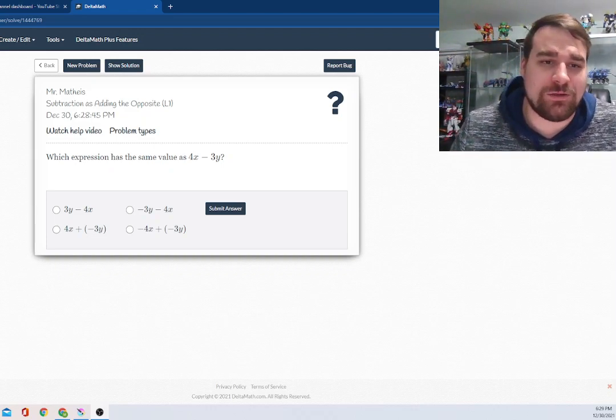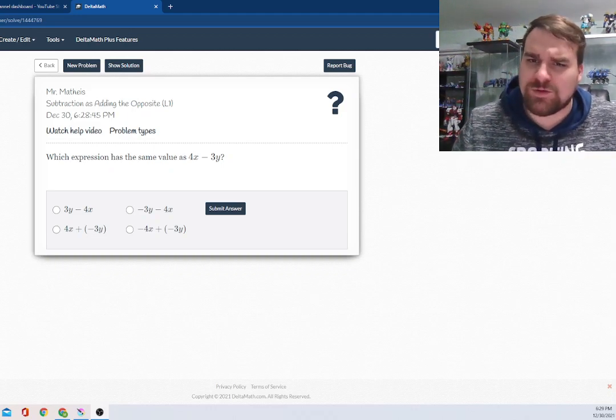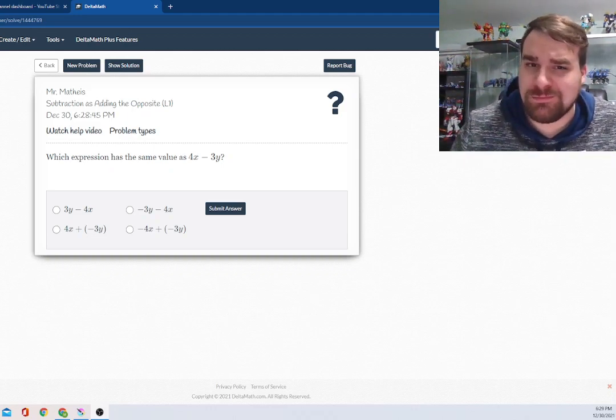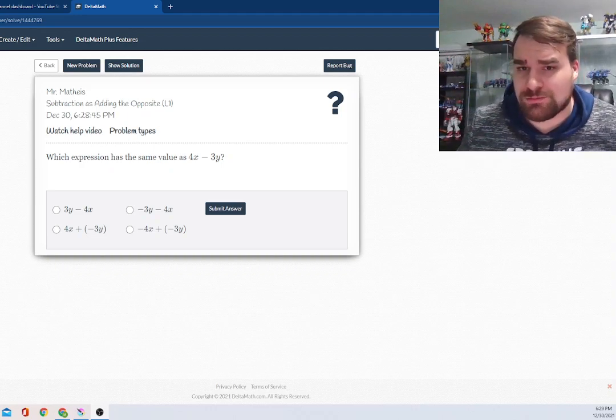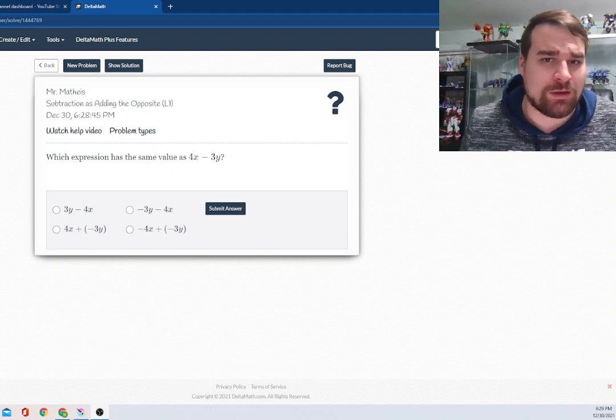Today we're going to be taking a look at a section called Subtraction as adding the opposite, level 1. Now, that's kind of a confusing name. What exactly does it mean? Well, let's take a look at the question and some of our answers and see if we can decipher what exactly is going on here.